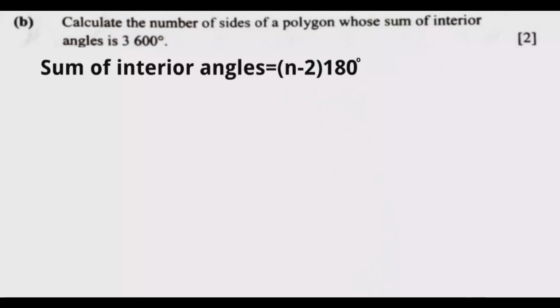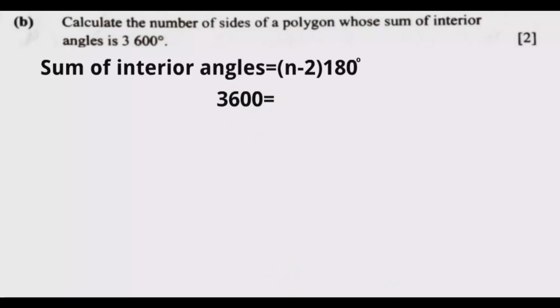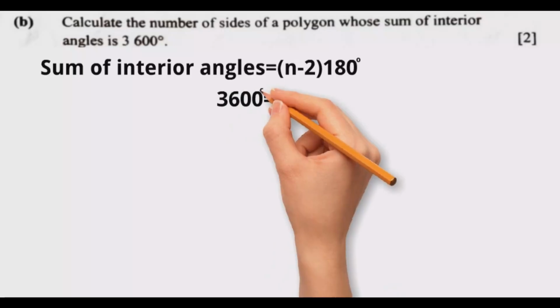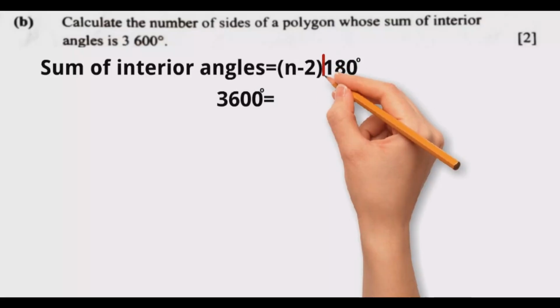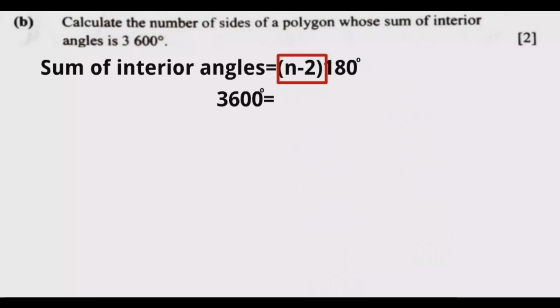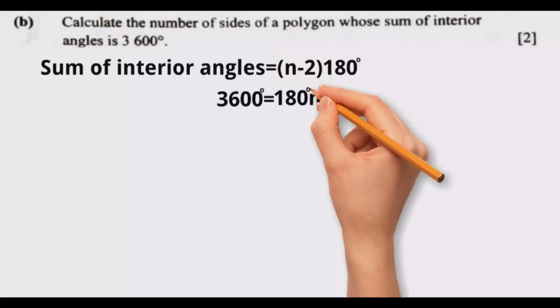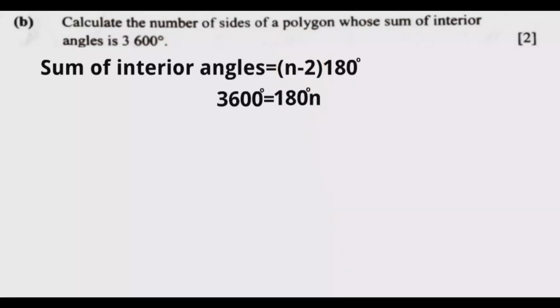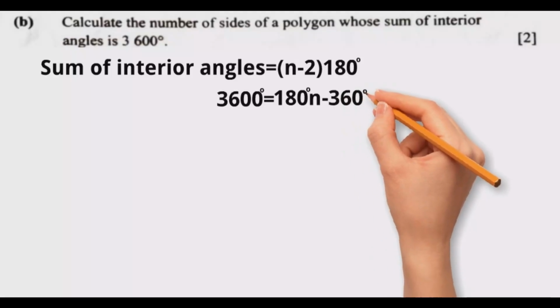Then in the question they have given us the sum of interior angles, so we're going to write 3600 degrees equal to, then you multiply 180 by this, so I'm going to say 180 multiplied by n to be 180 degrees n, then we say negative 2 multiplied by 180 degrees to be negative 360 degrees.